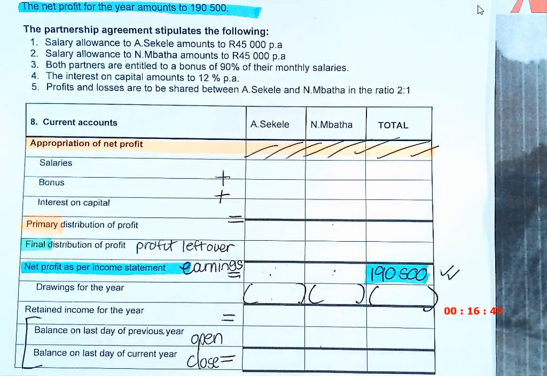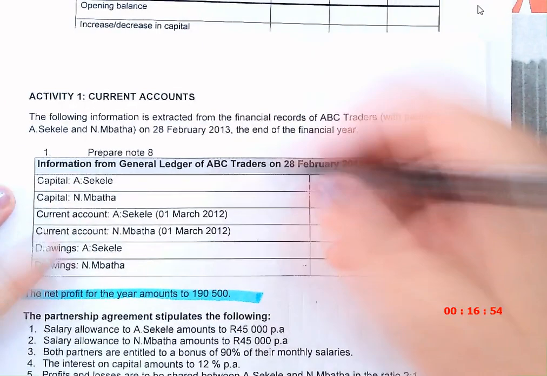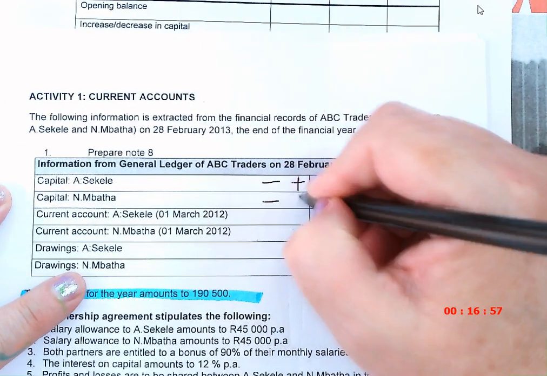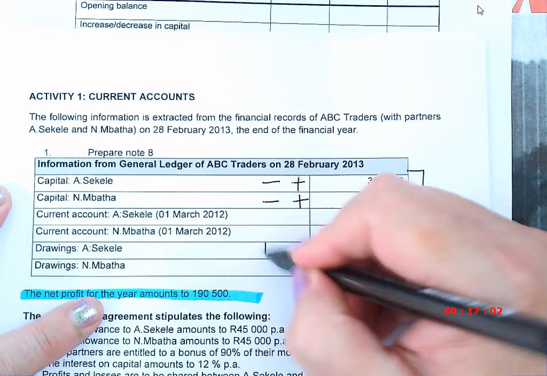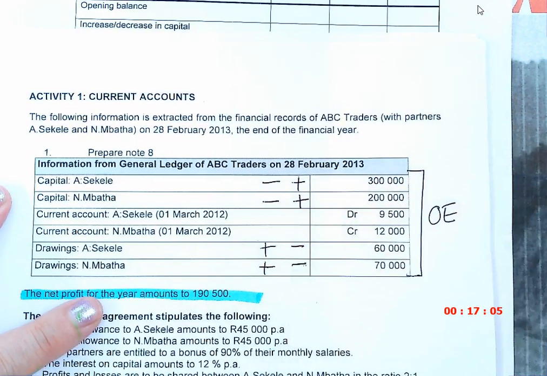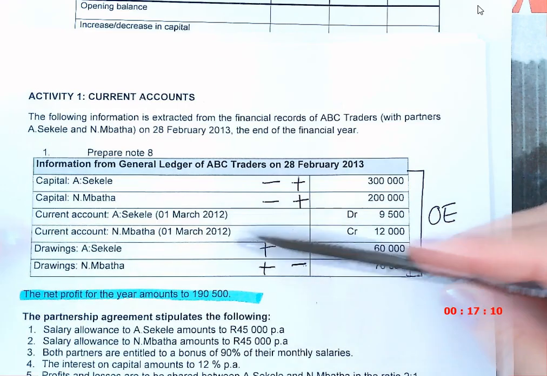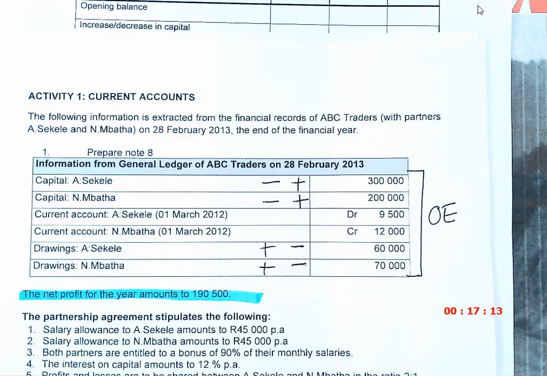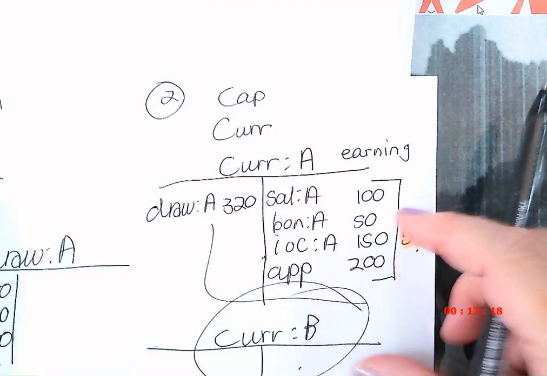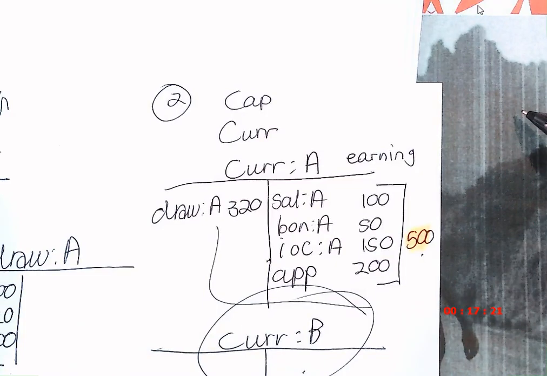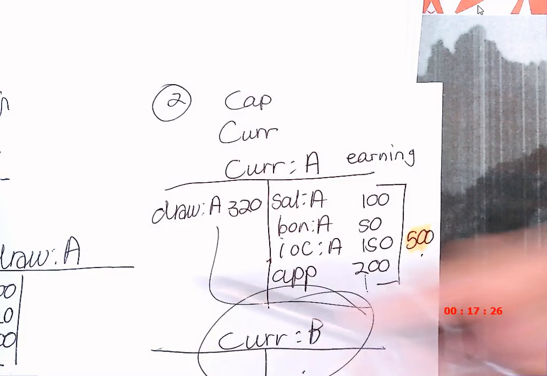Now, if you look here at the top, capital is a minus plus, ne? All of this here is owner's equity account. Drawings is a plus minus because the more the drawings, the less the capital and the less the earnings. How do you think the current accounts work? When we did it, which side showed the earnings getting more? The credit side. Which side showed the earnings getting less? The debit side. So it's a minus plus.